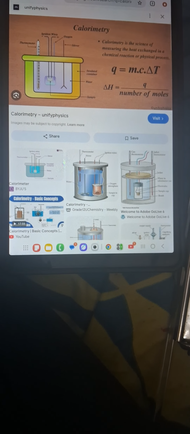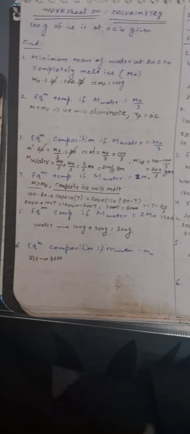Let's discuss a worksheet on calorimetry. So, here is the worksheet. The first question is: 100 gram of ice is at 0 degree centigrade. Then we need to find the minimum mass of water at 80 degrees centigrade to completely melt the ice.